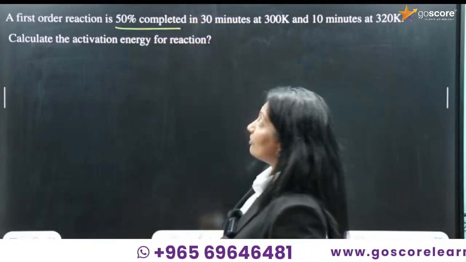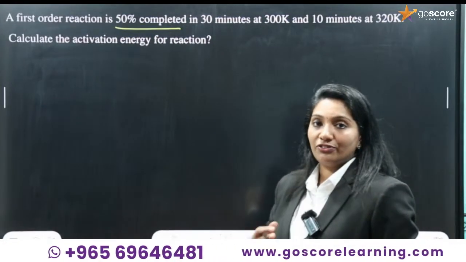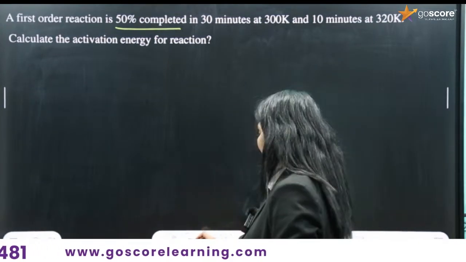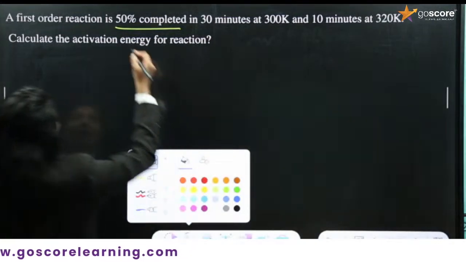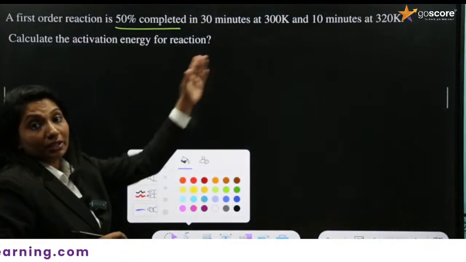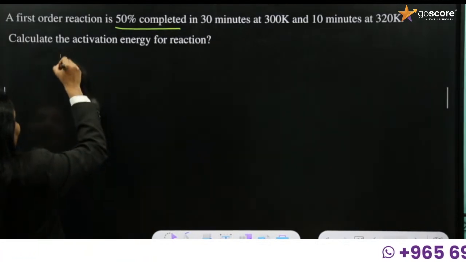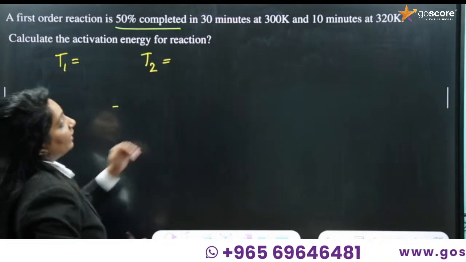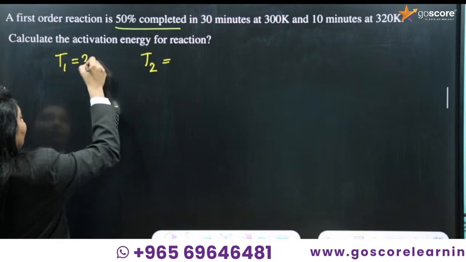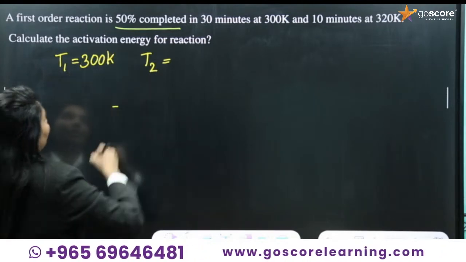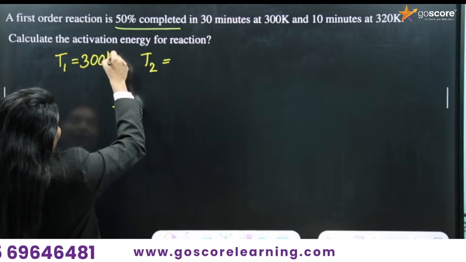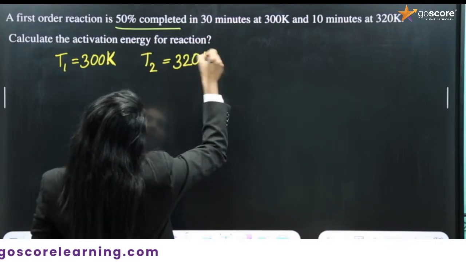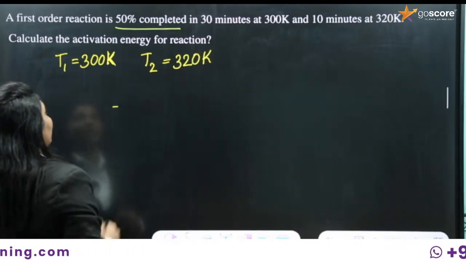50% of the reaction is completed. That means 50% is the half-life, right? So what is given in the question is the half-life of the reaction. Here two temperatures are given, right? We can take them as T1 and T2. T1 we can take as 300 Kelvin, your first temperature, with capital letter K. And T2 is 320 Kelvin, right?